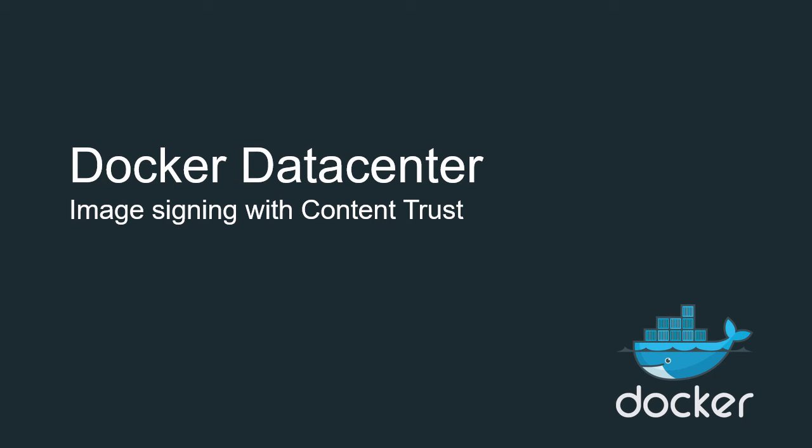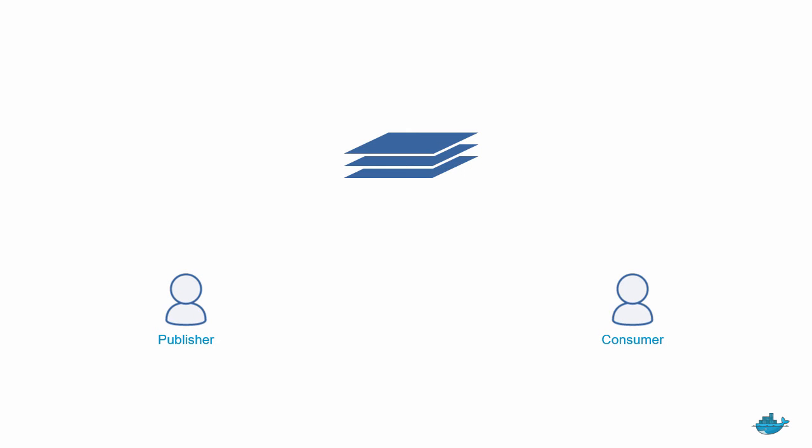In today's world, it is so important to know and trust the software that you run. Well, in this video, we're going to take a look at Docker Content Trust in a Docker Datacenter environment. At a high level, Content Trust is all about allowing software publishers to sign images and software consumers to verify them. The end result in a Docker world is a cryptographic guarantee that we're pulling, pushing, and running the images that we think we are.